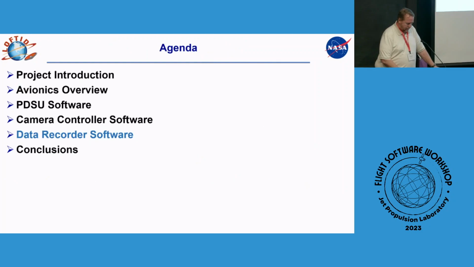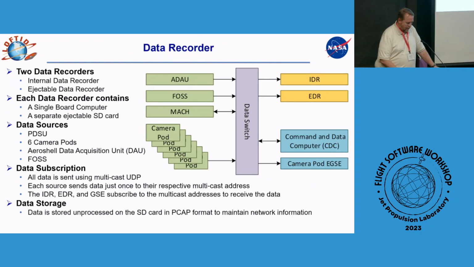And the last one I want to talk about was the data recorder. Now, all these devices, the FOSS, the MOC, the camera pods, they're all hooked up to the data switch along with some GSC stuff. And the IDR and EDR are two data recorders. So each data recorder is basically a computer and an SD card.